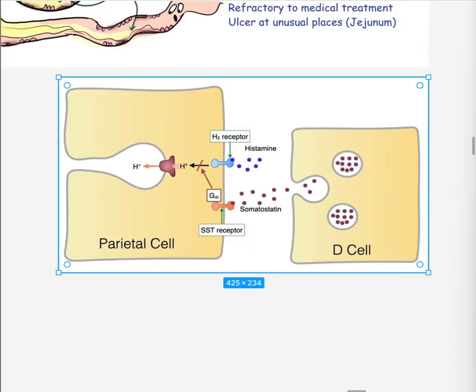Another thing is H. pylori infection. In H. pylori infection, the D cells are damaged, and so somatostatin is decreased, and therefore gastrin and acid secretion are increased. So this contributes to duodenal ulcers.